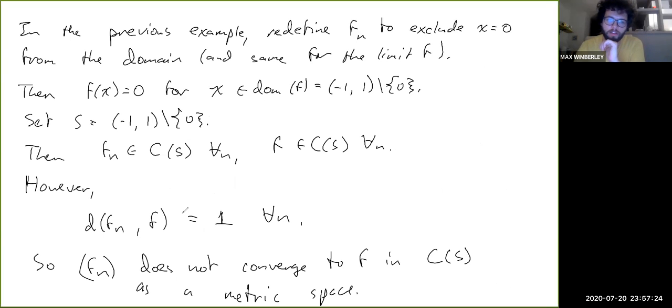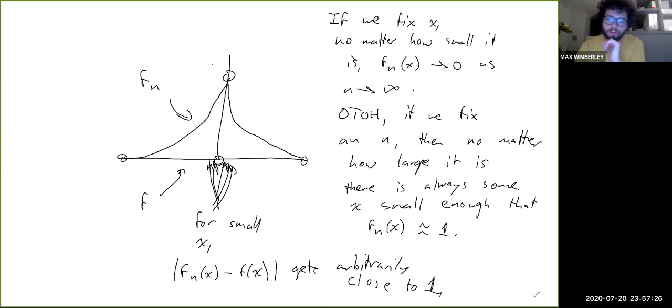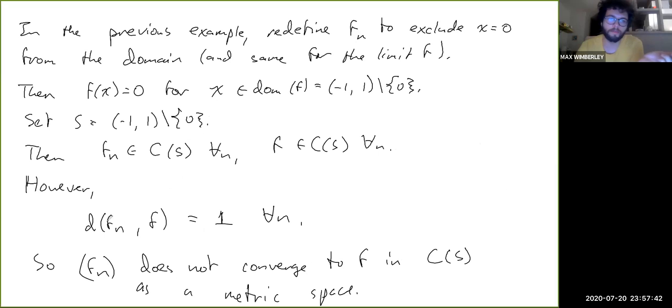And that's why, right? So the supremum here, for any fixed n, the supremum of this difference is just 1, no matter how big n is. This supremum is always 1. So the distance between fn and f is actually always 1, even though fn converges pointwise to f. Fn does not converge in the sense of sequences in a metric space. It does not converge to f.